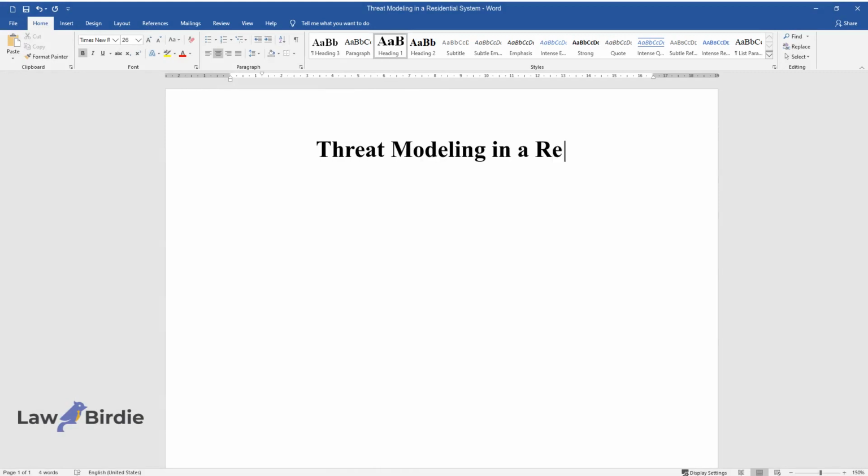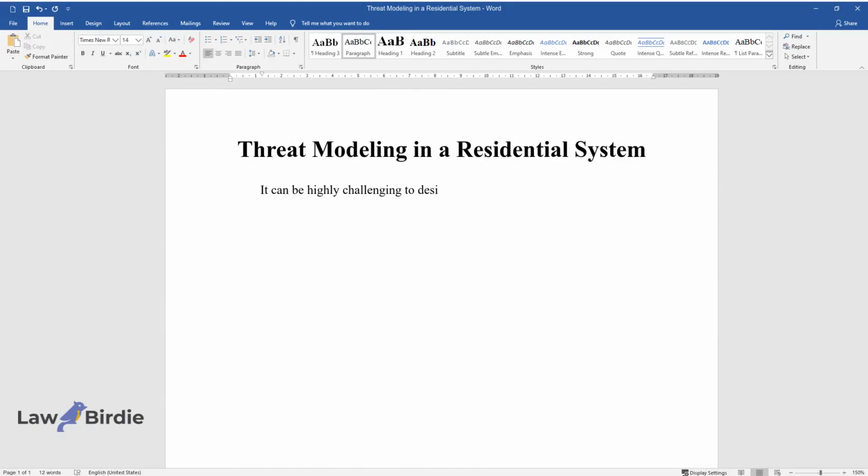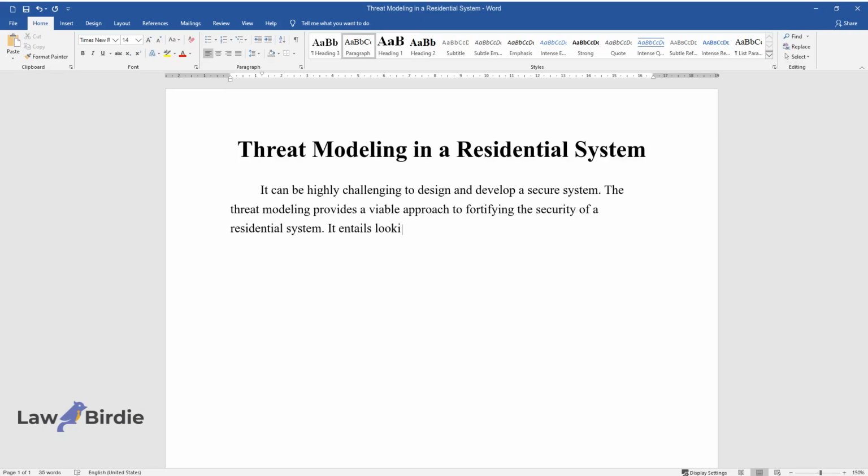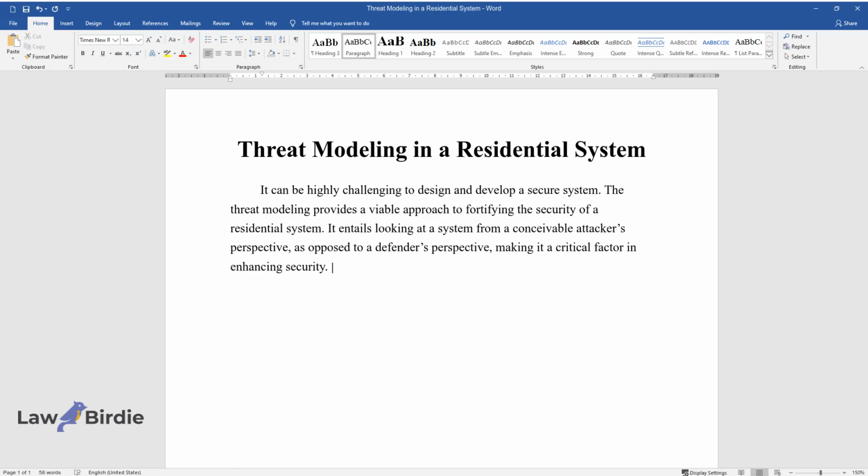Threat modeling in a residential system. It can be highly challenging to design and develop a secure system. Threat modeling provides a viable approach to fortifying the security of a residential system. It entails looking at a system from a conceivable attacker's perspective, as opposed to a defender's perspective, making it a critical factor in enhancing security.